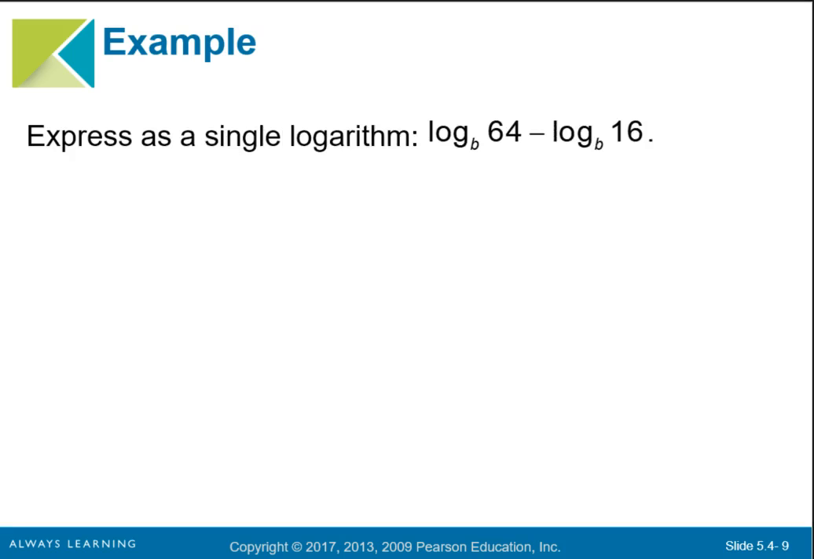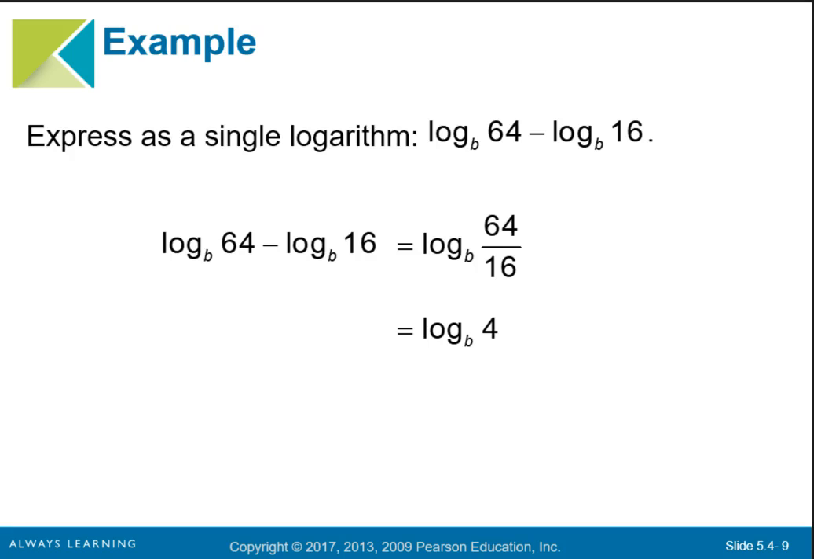All right, so we're going to express this one as a single logarithm, and we're actually going to take it all the way as far as we can simplify it. So here's our original. We've got log base b of 64 minus log base b of 16. And then that becomes log base b of 64 over 16. If you pause and think a moment, that's got some stuff we can cancel out. We've got some 4s that we can get rid of. So it's going to wind up being log base b of 4.